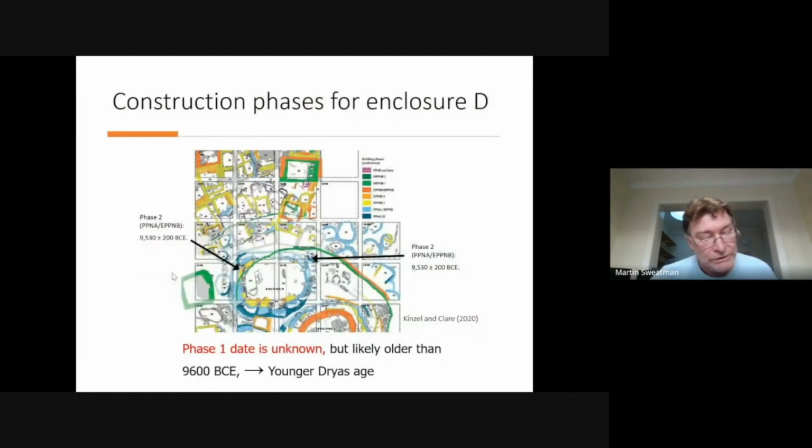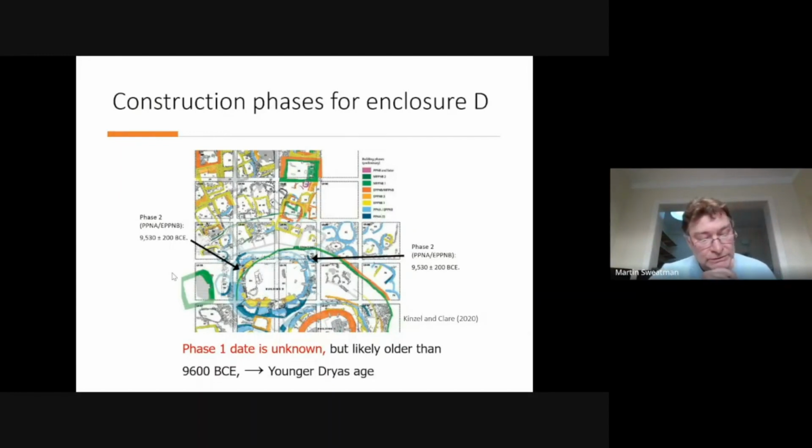Here is a more recent and detailed map of the excavations around Enclosure D, which is the blue enclosure in the middle there. It shows different phases of construction for these enclosures, because they were built and rebuilt many times. And it's Enclosure D that contains Pillar 43.